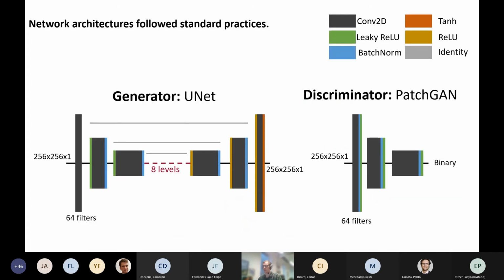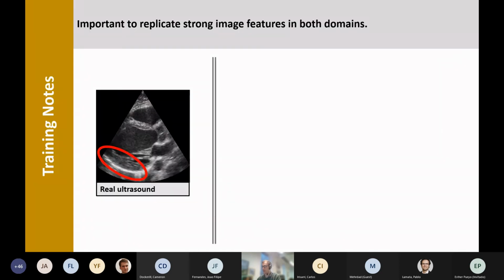Okay, so in terms of network architectures, it's pretty standard architectures that we used here. The generator is just a UNet and the discriminator is a simple convolutional network called a PatchGAN. So nothing fancy there. And I'll give you guys a little bit of an overview of some of the important things that we noticed when we were training.